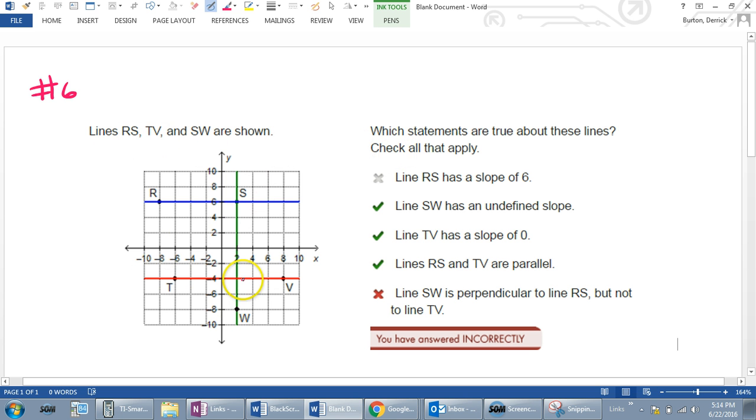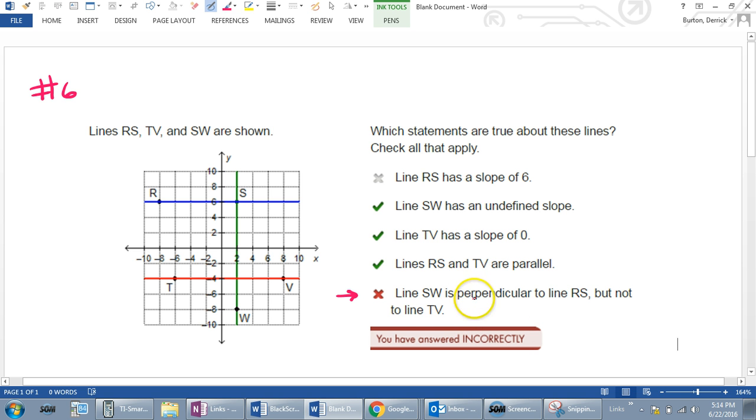Yeah, okay, everything is as shown. Which statements are true about these lines? Check all that apply. All right. It looks like you had everything right except for the last one. Okay, so let's just talk about that. Line SW is perpendicular to line RS, but not line TV.